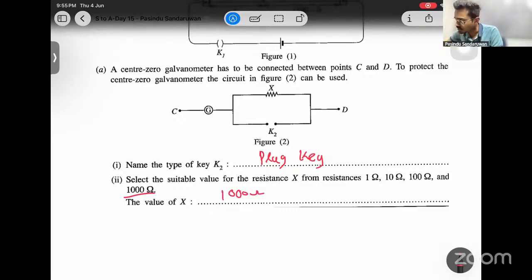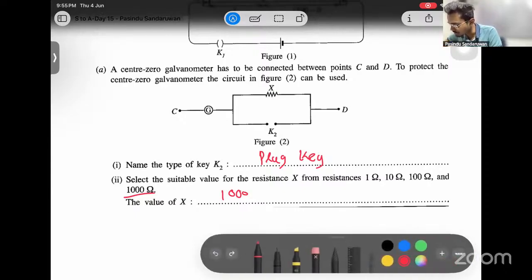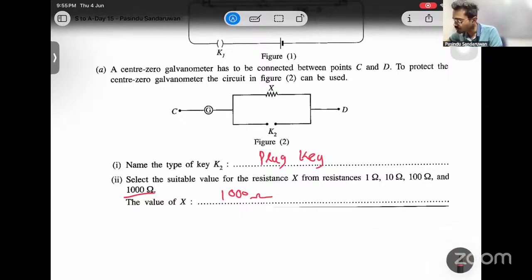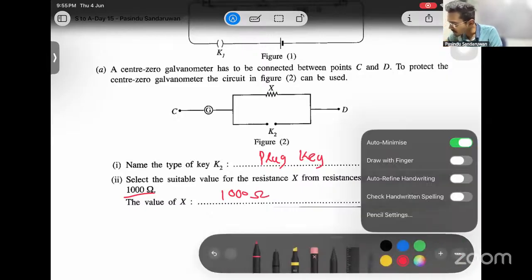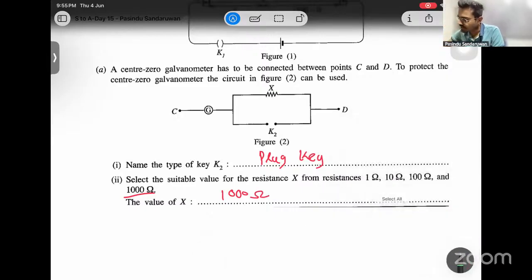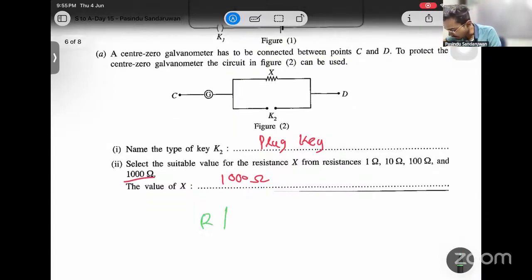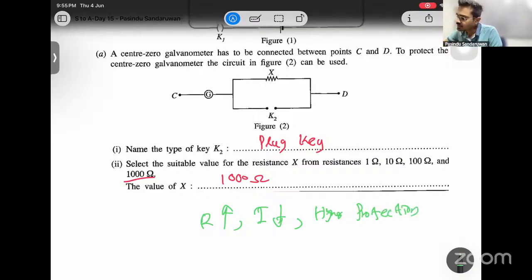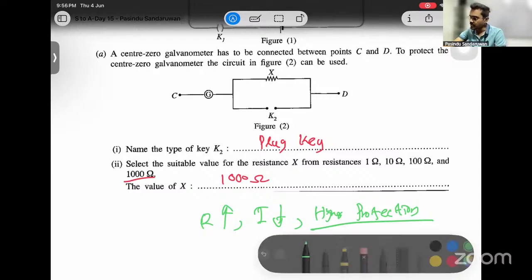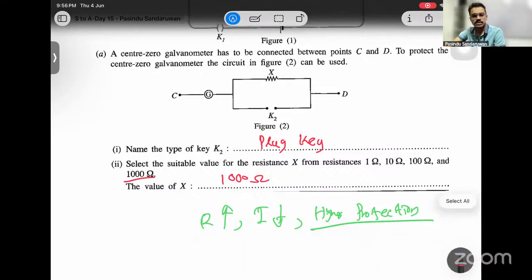It should be 1000 ohms. And the logic is, listen: the higher the resistance, the lesser the current. Lesser current means higher protection. That is the logic.